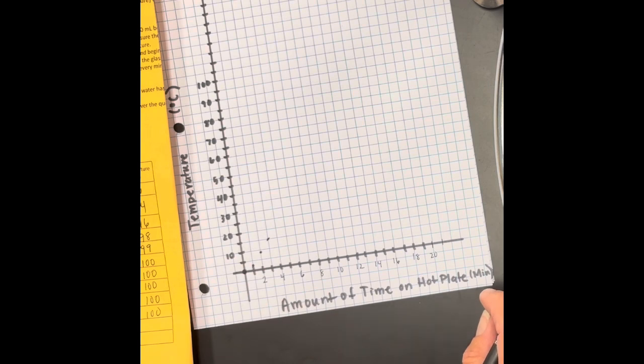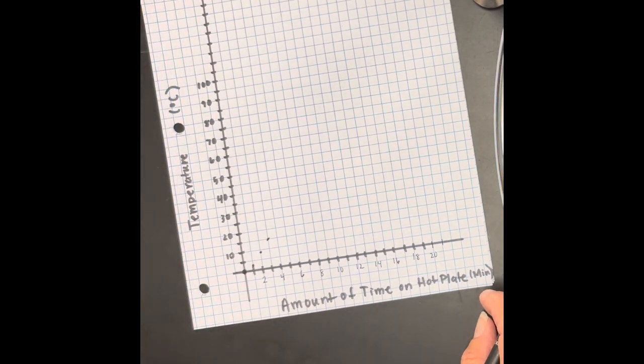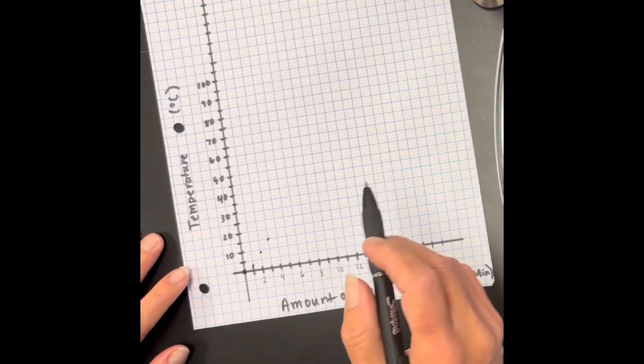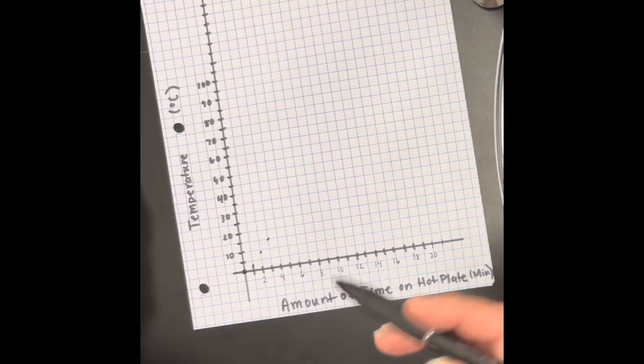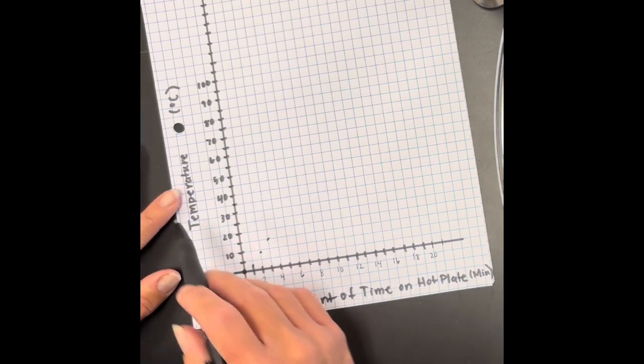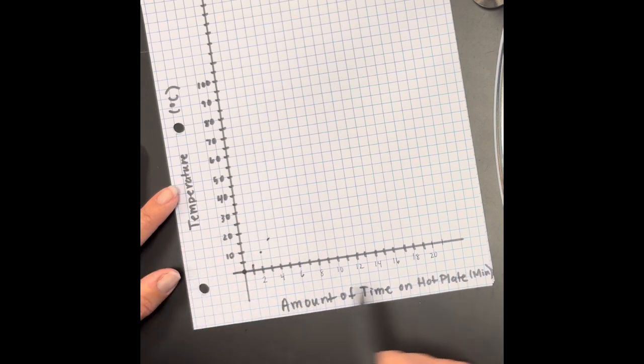Once I've plotted all of my points, I'm going to make sure that I add in labels for all of my observations: when all my ice is melted, when my condensation forms, when steam forms, when boiling begins, and when it's at a full roiling boil. And then we're also going to make sure that we put a title. The title of our graph could be something like the effect of the independent variable on the y variable, your dependent variable. So we could write the effect of the amount of time on a hot plate on temperature.